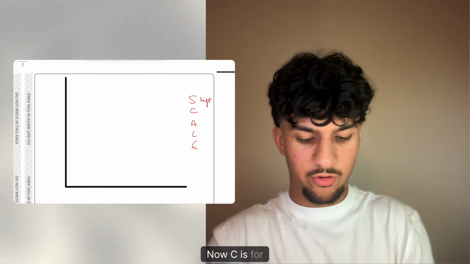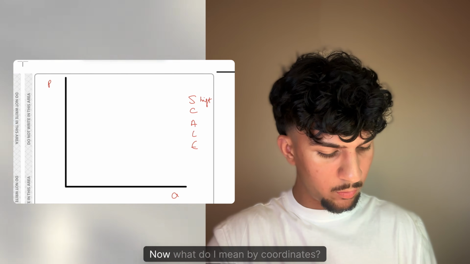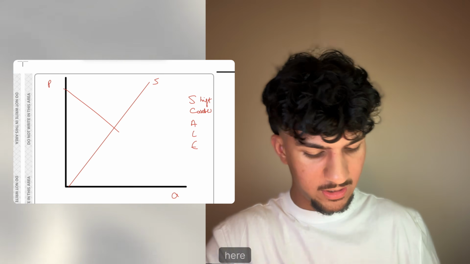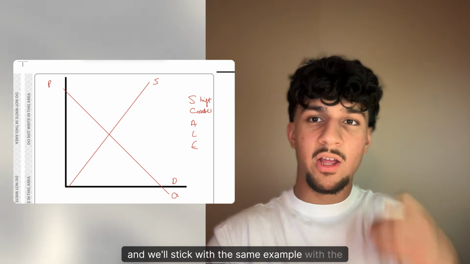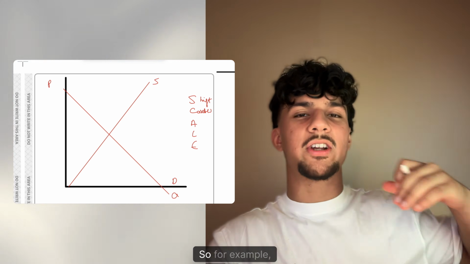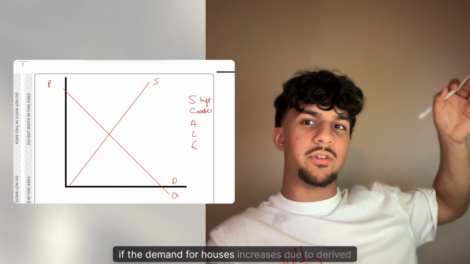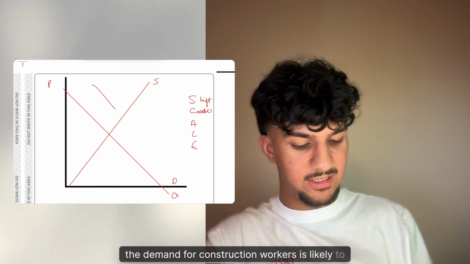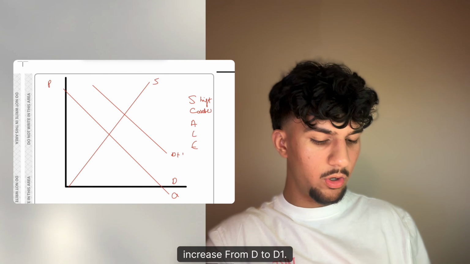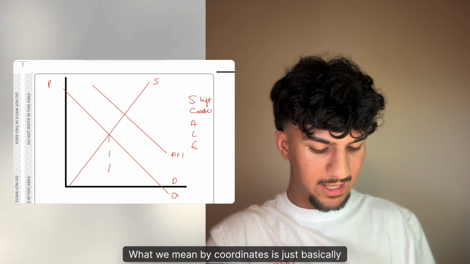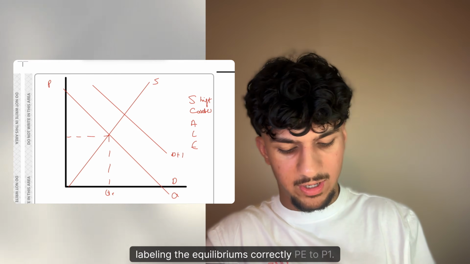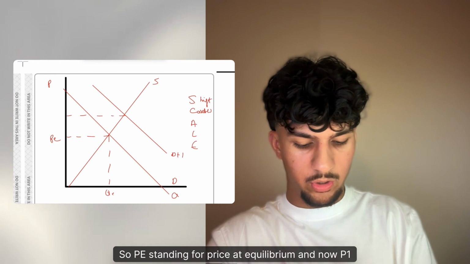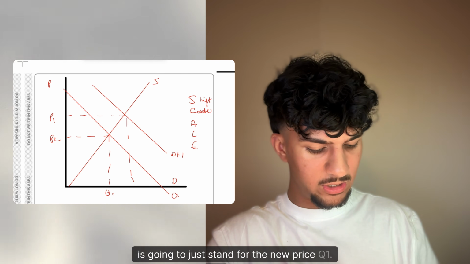Now C is for coordinates. What do I mean by coordinates? Let's sketch a little supply and demand diagram here, and we'll stick with the same example with the increase in derived demand. If the demand for houses increases, due to derived demand for labour, the demand for construction workers is likely to increase from D to D1. What we mean by coordinates is labelling the equilibriums correctly, PE to P1, so PE standing for price at equilibrium, and P1 standing for the new price, Q1.